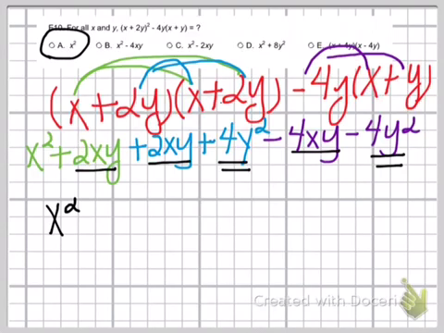Then I distributed the 2y in the first set of parentheses, and I illustrated that with the blue lines, and that gave me 2xy plus 4y squared. And then finally I distributed my negative 4y, illustrated with the purple, so that gave me negative 4xy and negative 4y squared. And I combined all my like terms, and noticed all my xy's, 2xy plus 2xy minus 4xy, illustrated with one line, those canceled out. And my positive 4y squared and my negative 4y squared canceled out. So I'm left with x squared, so the answer was A, x squared.